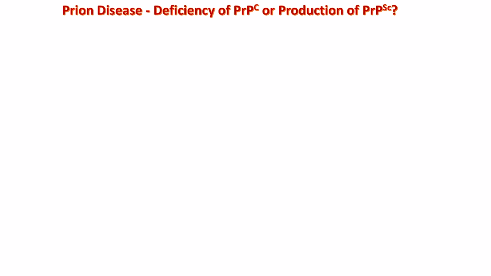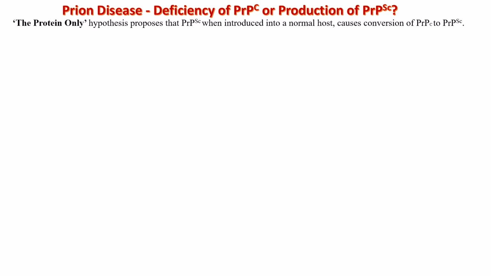Let us now talk about a very important question. What is the reason of prion disease? Is it deficiency of PrP-C or production of PrP-Sc? The protein-only hypothesis proposes that PrP-Sc, when introduced into a normal host, causes conversion of PrP-C to PrP-Sc. Therefore, an animal devoid of PrP-C should be resistant to prion diseases?